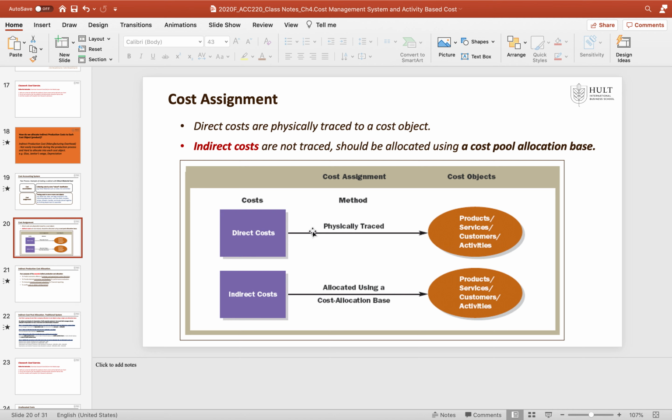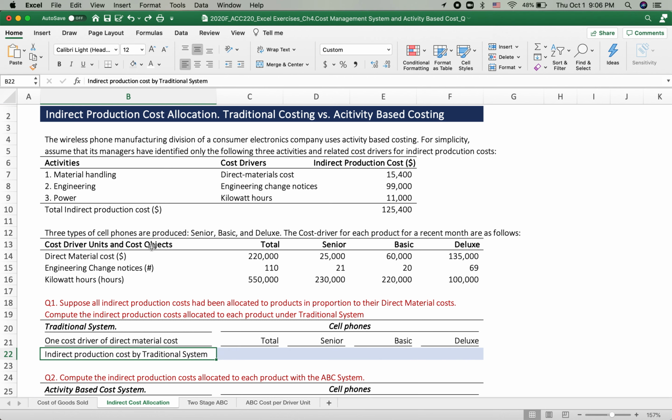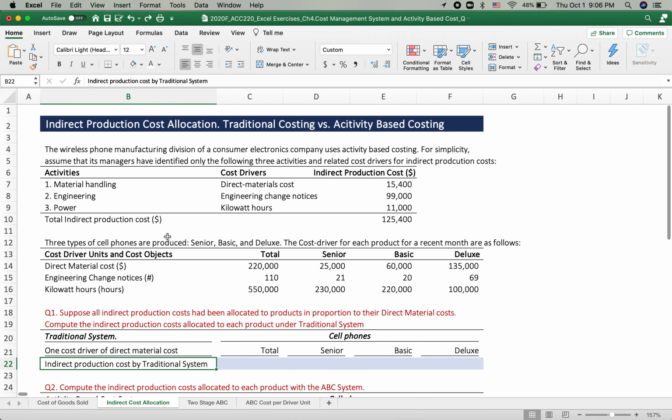Particularly, we'll focus on the indirect cost because direct costs are physically traced very easily to a cost objective. But indirect production costs are not easily traceable, so they should be allocated using a cost pool allocation basis. So let's practice with this exercise.